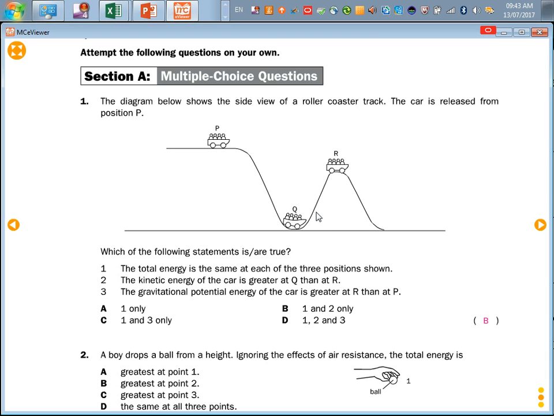And then when it continues up, the gravitational potential energy increases at the expense of your kinetic energy. So there is a conversion over there. You will start to lose speed, but you will gain height. So at point R, it's going to have a lower speed compared to Q. So that is for number 2. It is correct. And then for number 3, gravitational potential energy is greater at R than at P. Okay, so obviously not, because R is at a lower height. So P has a greater gravitational potential energy, followed by R, followed by Q. So answer B. Okay?